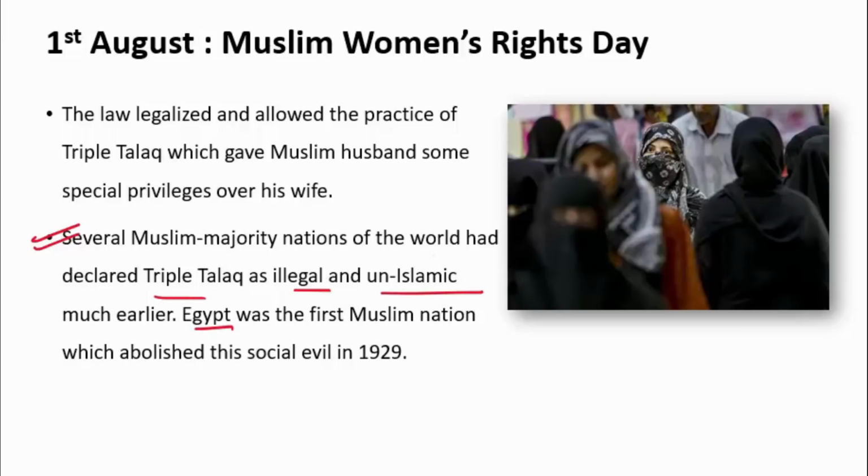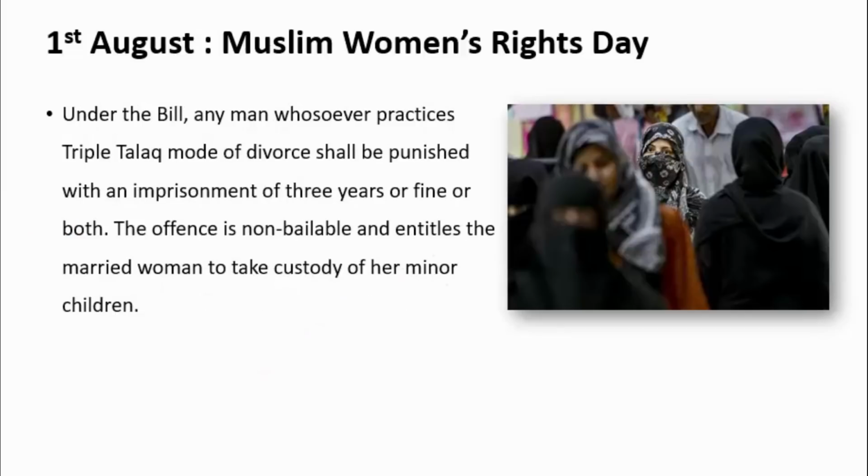Like Egypt, it was the first Muslim nation which abolished the social evil of triple talaq, in the year 1929 itself. And when we talk about the triple talaq bill in India, under this bill, any man who practices the triple talaq mode of divorce shall be punished with imprisonment of 3 years or fine, or both. This offense is non-bailable, and the married woman can take custody of the minor children under this act.